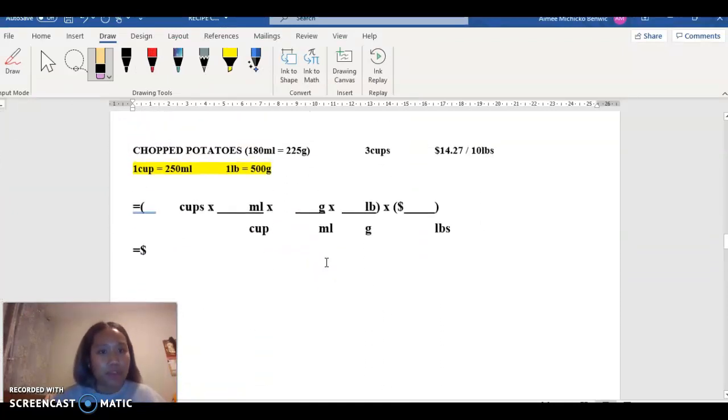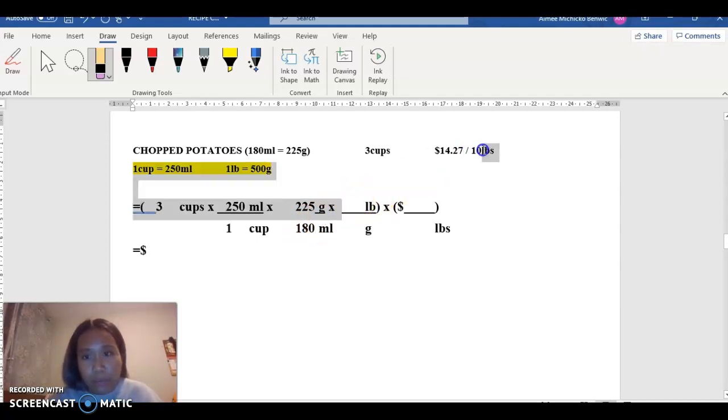So here are the chopped potatoes for the first ingredient, the same way as what we did in the first recipe. There we have 3 cups here. In 1 cup there's 250 ml, and we're going to use the weight equivalency of 225 grams per 180 ml. In order to go to pounds, we have to convert further.